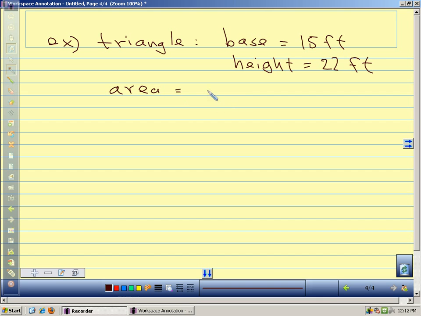Base times height divided by 2. So we're going to do 15 times 22 divided by 2. And if we multiply that out, we would get 165 feet. And how do I need to do my units? Squared, feet squared. Right, feet squared or square feet. Either one works. When we have area, our units are always going to be squared.